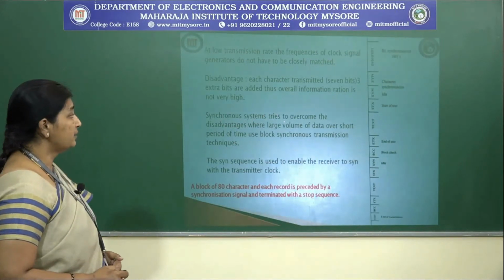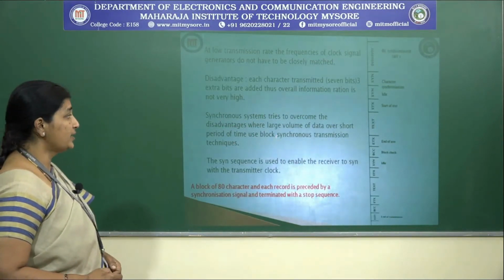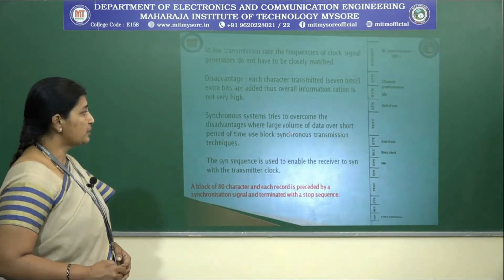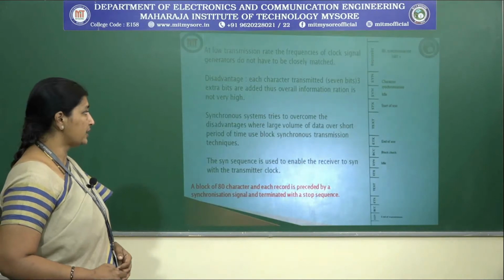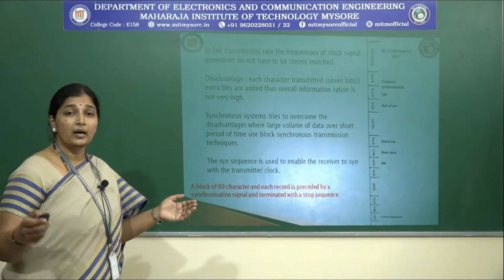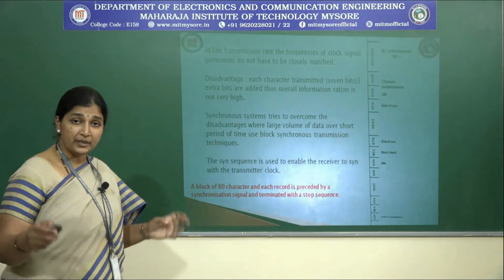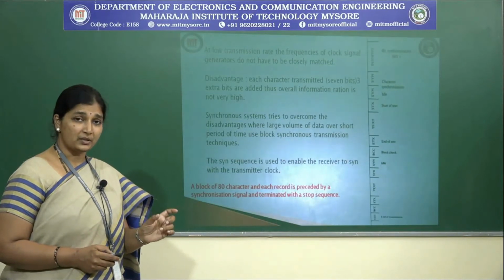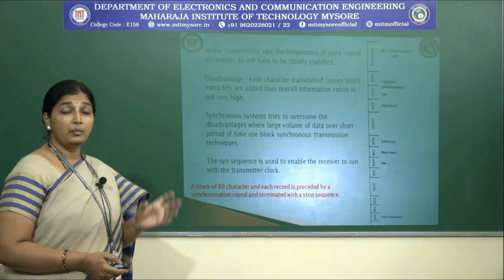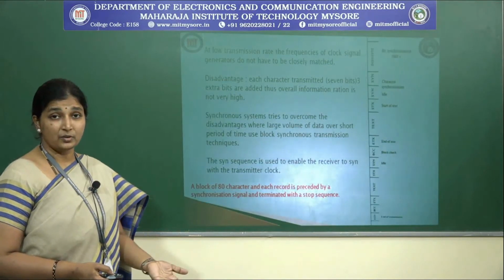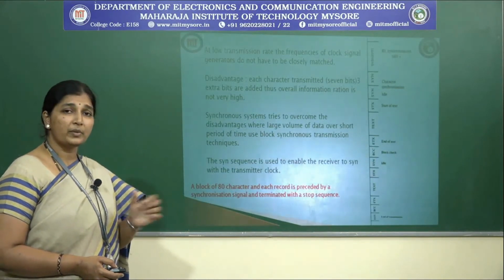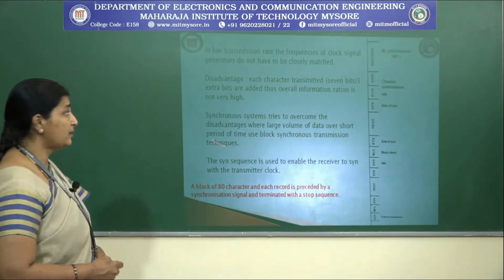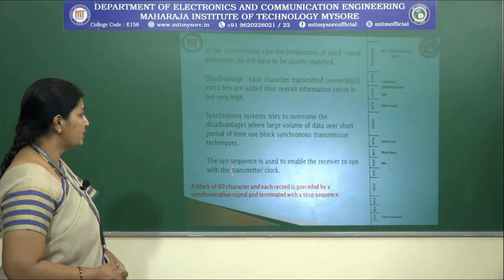The synchronous system tries to overcome this disadvantage, where a large volume of data over a short period of time uses block synchronization transmission techniques. So here, instead of having a long complete stream along with the additional bits, in synchronization you have, during the same clock pulse, multiple such blocks of data being transmitted. In one single clock pulse you have additional operations being performed. So that is a merit of a synchronous system.